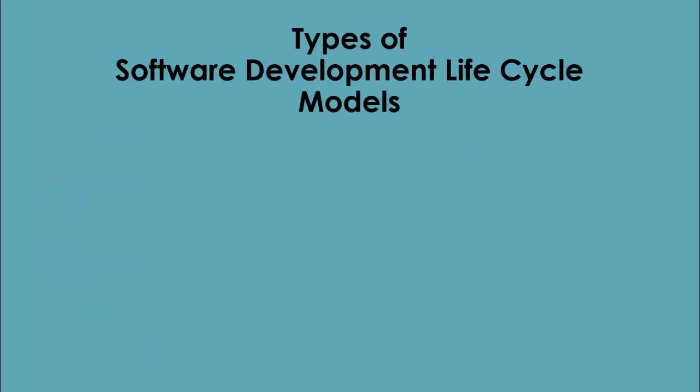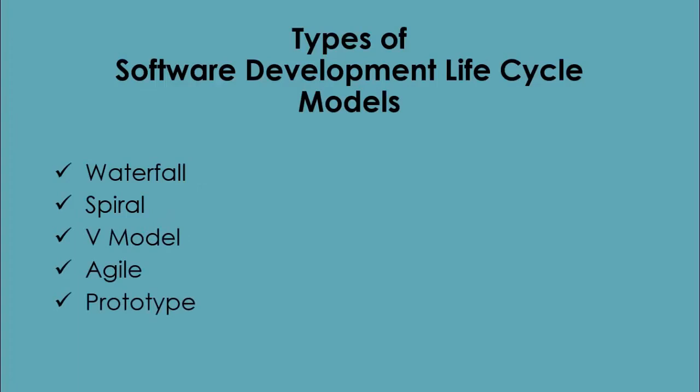Let's see types of software development lifecycle models. Waterfall, Spiral, V model, Prototype, and Agile. The other related models are Rapid Application Development, Rational Unified Model, Hybrid Model, etc. We will see most important software development lifecycle models in detail in the upcoming videos.